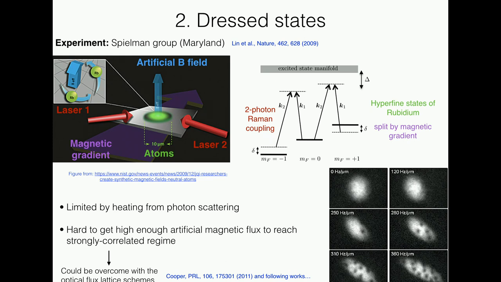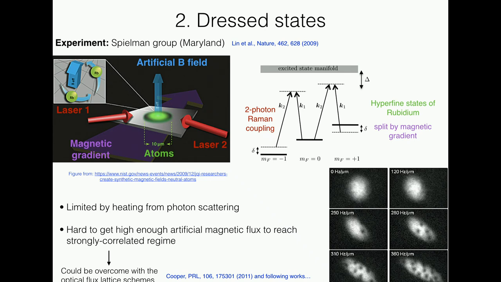I just want to give you the picture in your mind. If you don't have the atom-light coupling, then the internal states of the atom are this mF equals minus 1, mF equals 0, mF equals plus 1 of rubidium. So this is the F equals 1 manifold of rubidium, the lowest internal states. We use this a lot in atomic physics because rubidium is one of the species that we use most. And I think that Professor Gerbier will tell you a bit more about that. Okay, now what we want is to get dressed states. So we need to turn on some couplings.